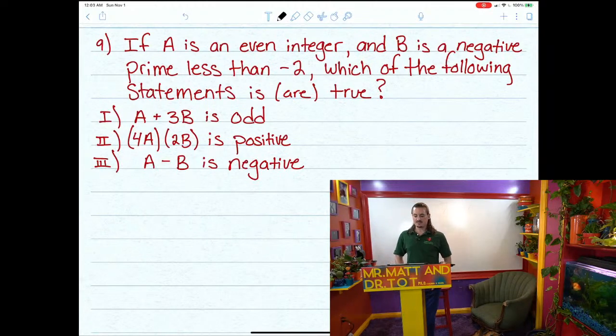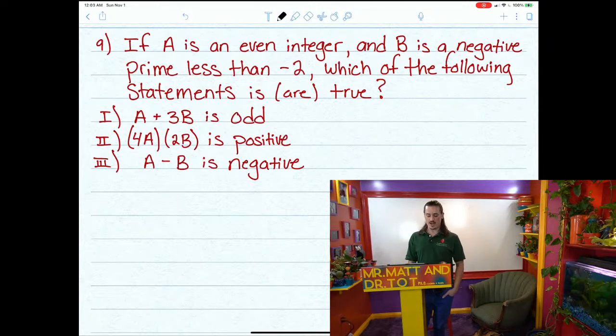If a is an even integer and b is a negative prime less than negative 2, which of the following statements is or are true? Statement 1 says a plus 3b is odd. Statement 2 says the quantity 4a times the quantity 2b is positive. And statement 3 says a minus b is negative. So I'll give you 3 minutes and then I'll give you the answer.